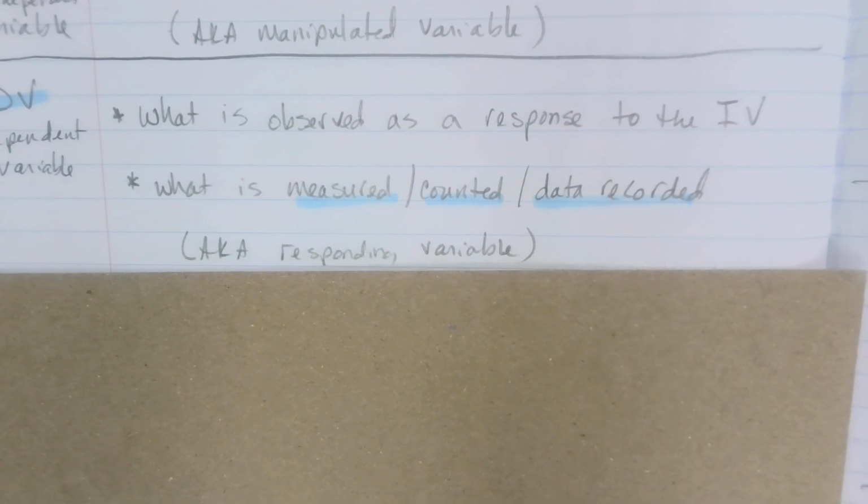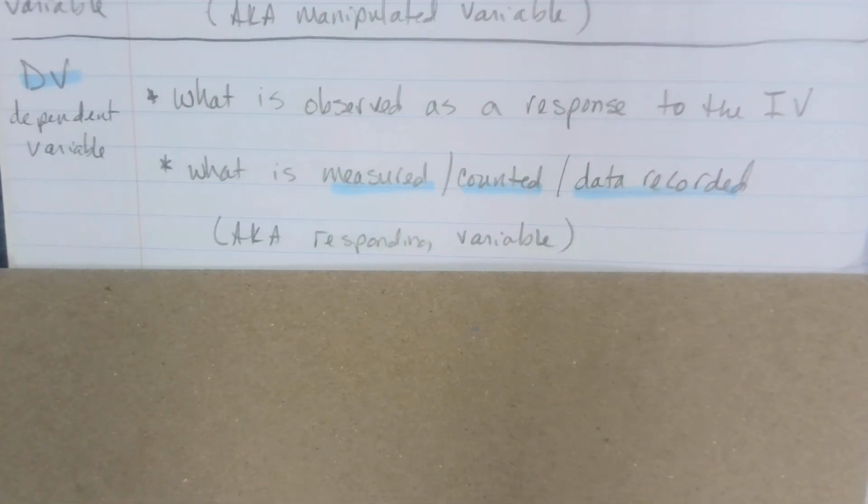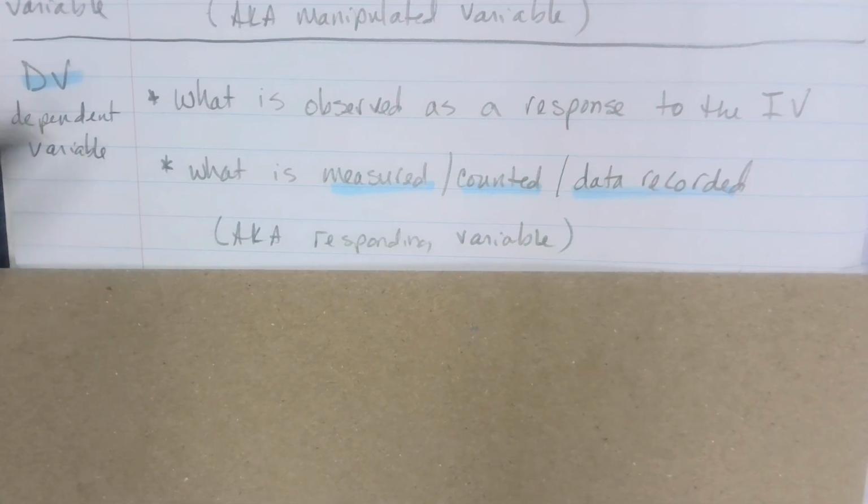The dependent variable is what is observed as a response to the independent variable. So essentially you can think of it as what are the results of the experiment? What do we measure, count, what data are we recording? It is also known as the responding variable. It is known as what is measured, counted, the data that's recorded in the experiment. And it's also known as the responding variable.